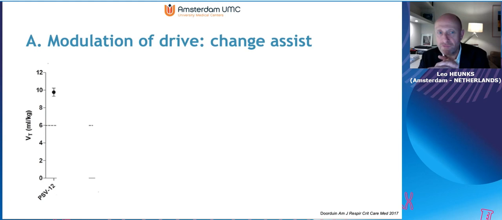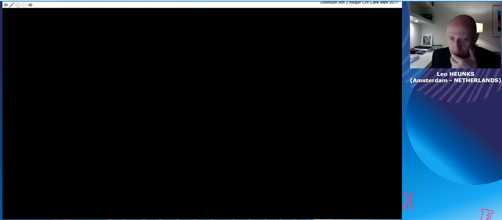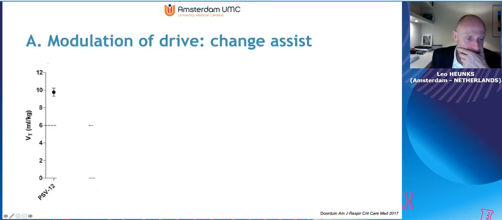I think it's important to focus a little on the effect of the modulation of inspiratory assist. How does it affect respiratory drive? This is a study we published a couple of years ago. Patients on 12 of pressure support had tidal volumes of 10 ml per kilogram. Reducing inspiratory assist to 6 centimeters of water only has a limited effect on tidal volume. As you can see here, it decreases from a little bit above 9 to 9 ml per kilogram.